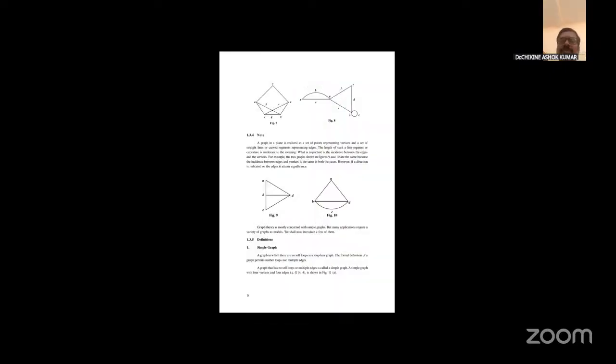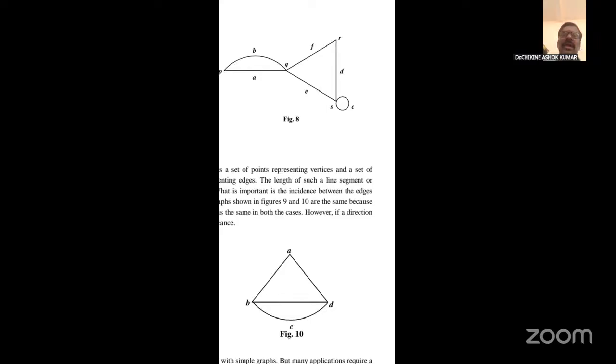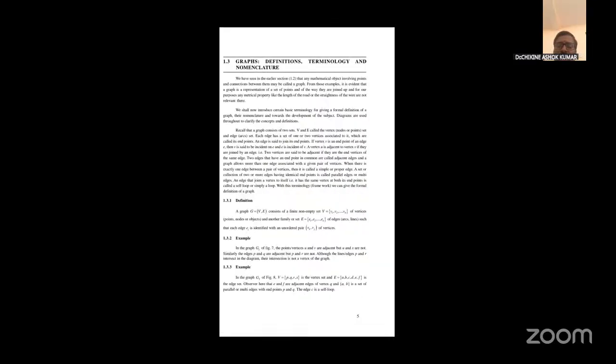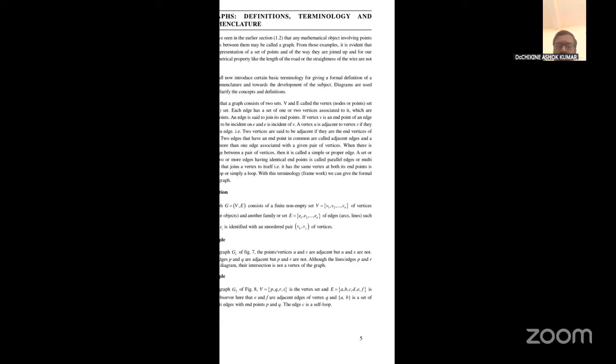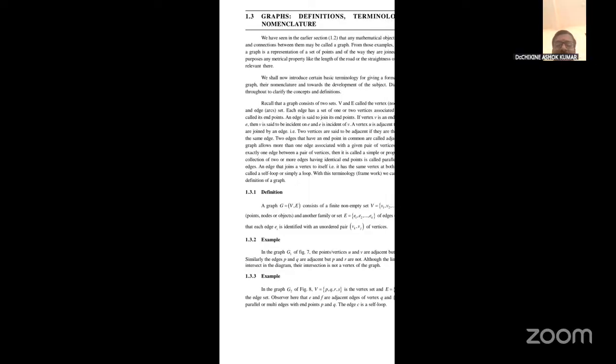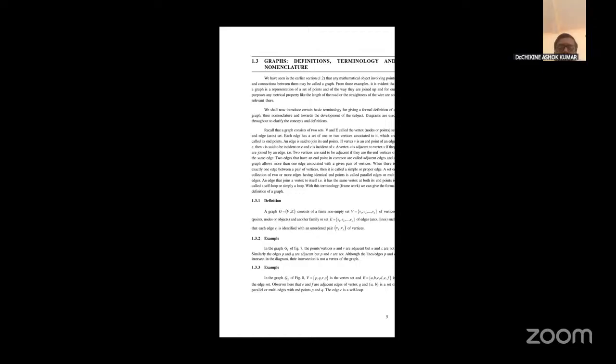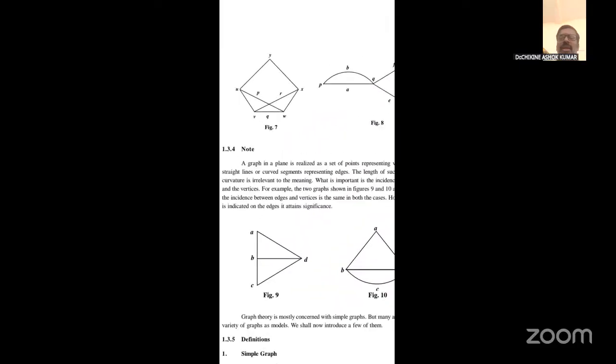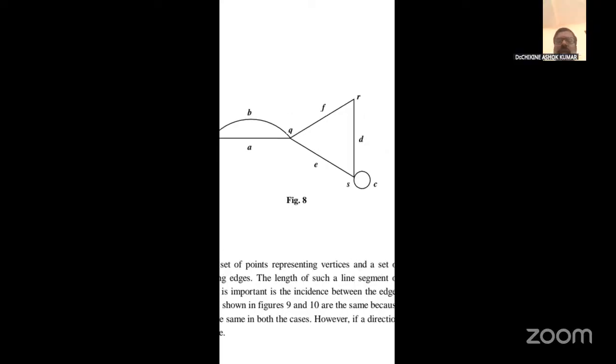Next, the edges A and B are a set of parallel or multi edges with end points P and Q. Where is it? Here, A and B. What is this saying? A and B are the set of parallel or multi edges with end points P and Q. These P and Q are connected by the edges.